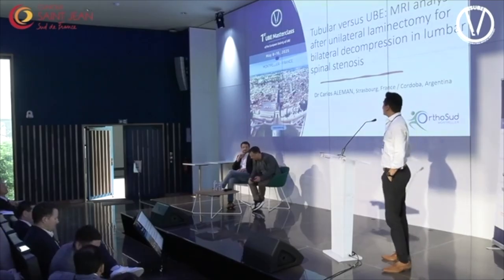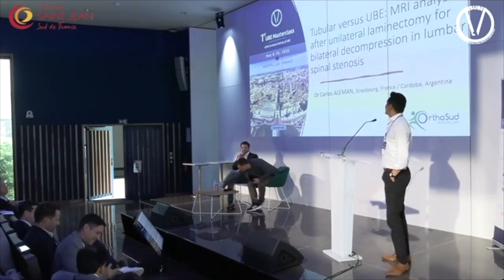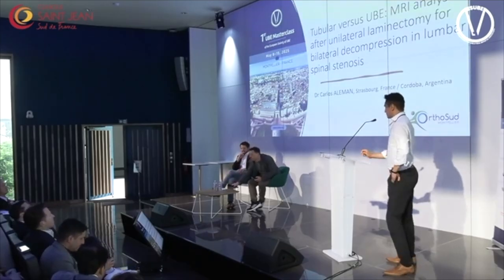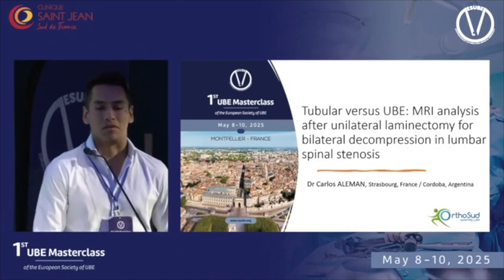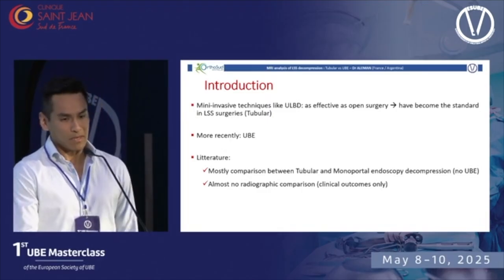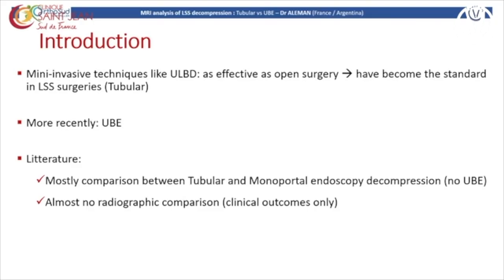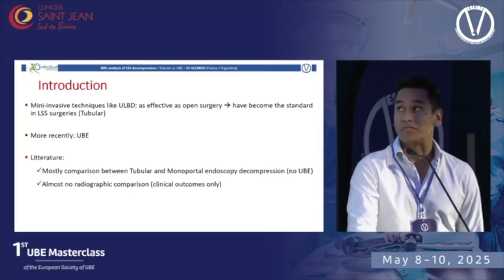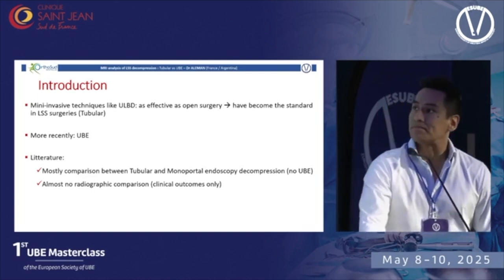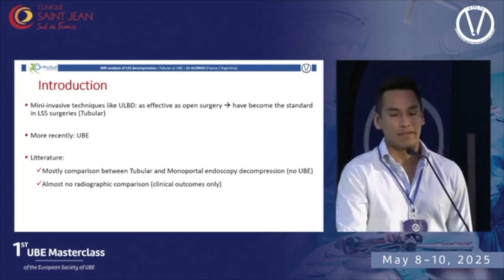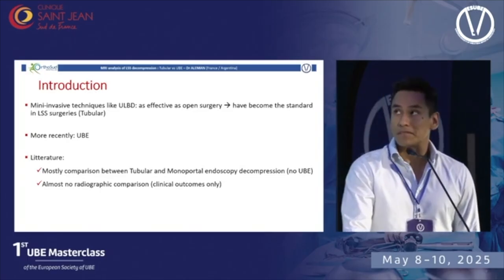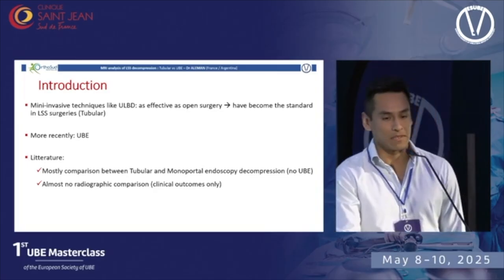Okay, hello everyone. I will present the comparative study, tubular decompression versus UBE decompression for the treatment of lumbar spinal stenosis. As an introduction, we know that minimally invasive techniques like unilateral laminectomy for bilateral decompression have become the standard in the treatment of lumbar spinal stenosis. Recently, UBE technique has been introduced with early promising results.